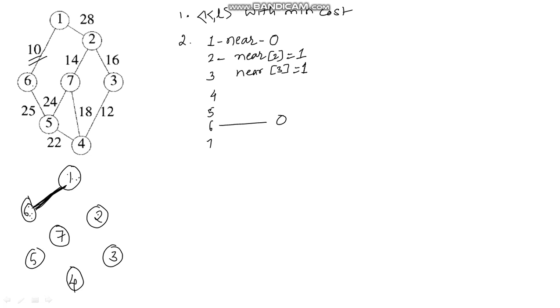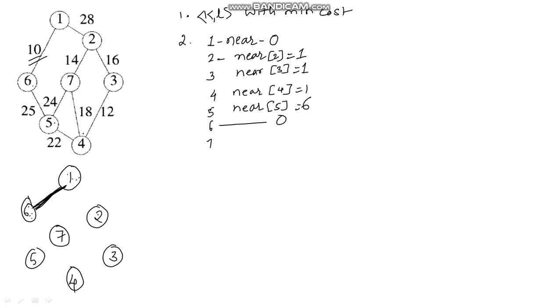So I will randomly put near of 3 is equal to 1. Near of 4 is again equal to 1. We will consider, even though there is no direct edge from 4 to 1 and 4 to 6, we will consider near of 4 is equal to 1. Then near of 5, if you will see now, you will find that 5 1 is infinity, but 5 6 is 25. So near of 5 is 6.